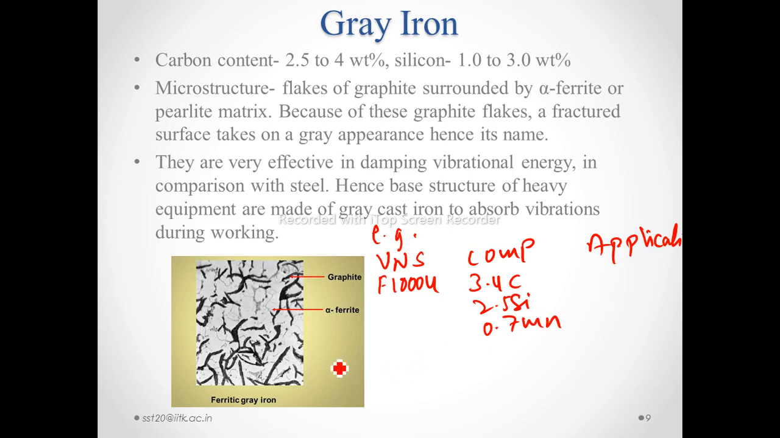Okay, the next example is F10008. The composition is 3 to 3.3 weight% carbon, 2% silicon and 0.8% manganese. The application is diesel engine castings, cylinder liners of the cylinders, and the pistons.